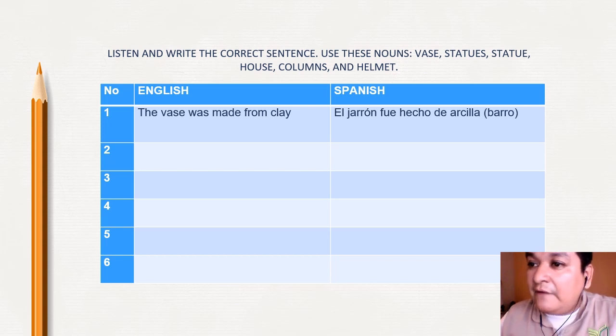So you have to write the correct sentence in each case, and you have to write in Spanish. Remember, this activity is going to be on your Word document. Remember, you can download it from the platform online.